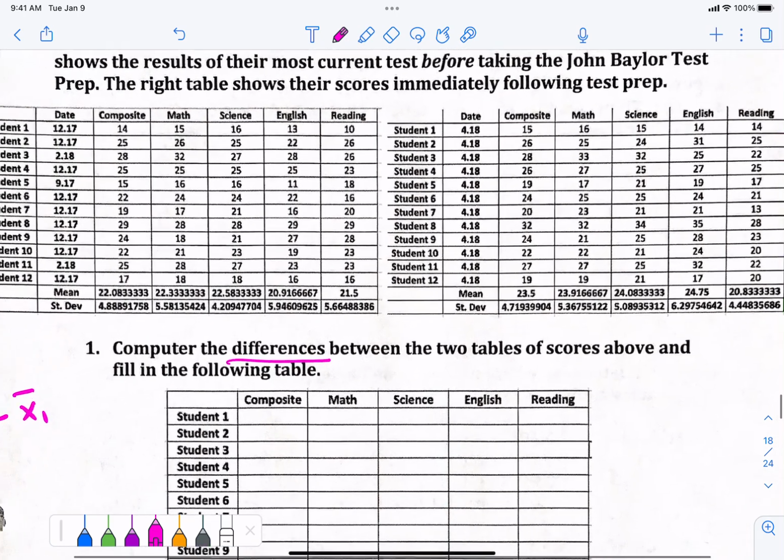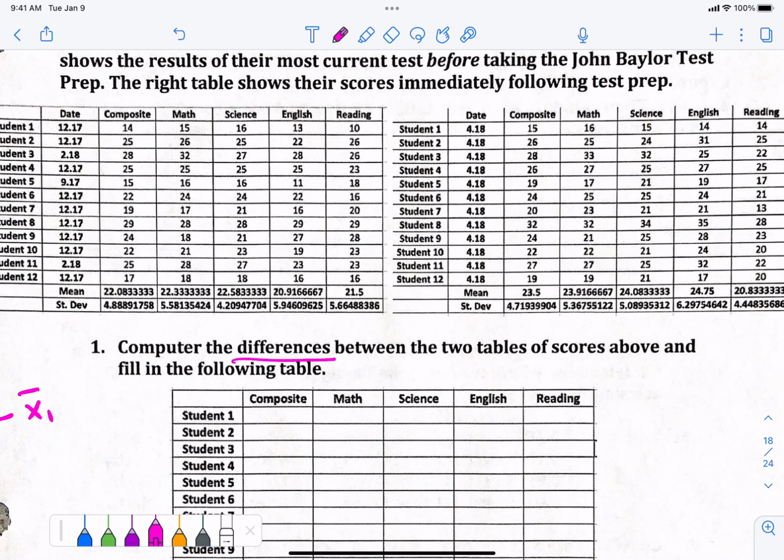All right, so you've got to help me out here, and let's subtract. So let's do all of the composites all the way down. We've got 15 minus 14. So in this first spot should be a 1. Do you see how that works? Yeah? Okay. All right, 26 minus 25, that is 1. 28 minus 28 is 0. Do you see how I'm doing this?